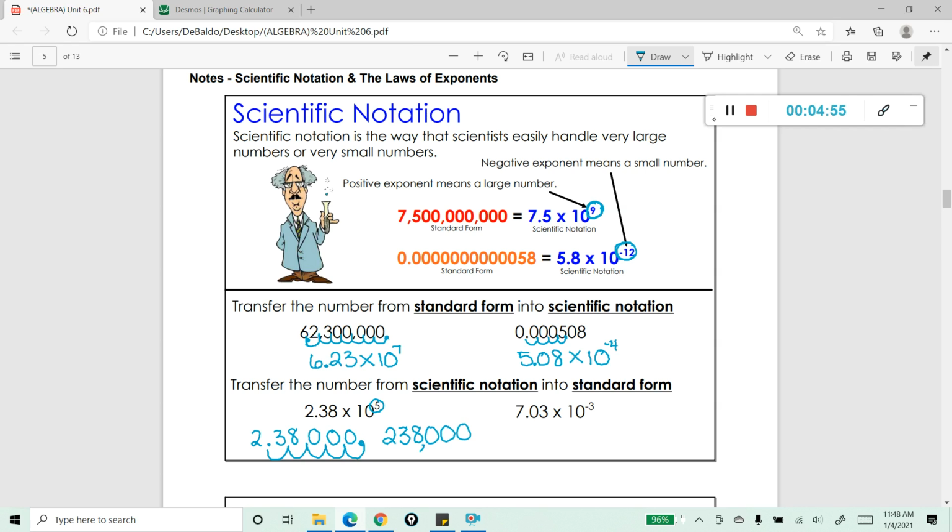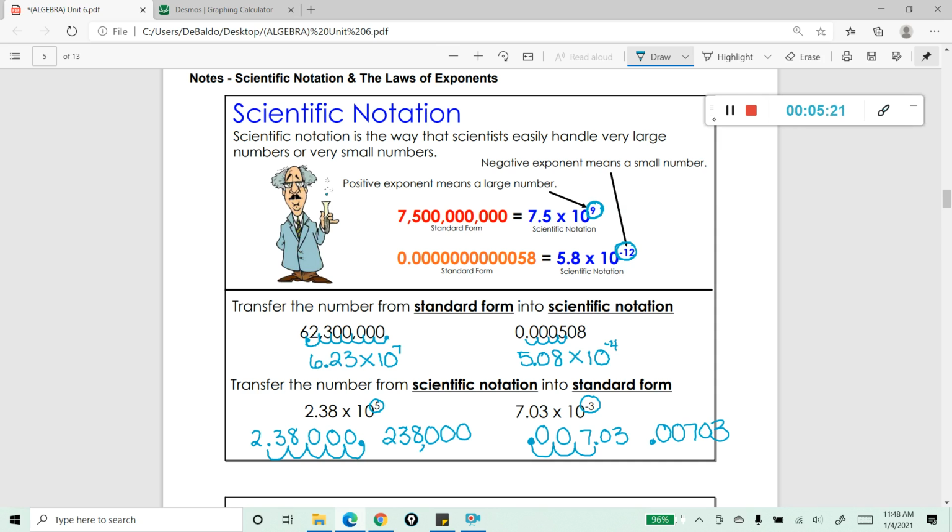So here I have a number 7.03. That's my base number, and my exponent is -3. So I'm going to move it 1, 2, 3 spaces to the left and fill in those little loop-de-loops. And so my new number in standard form is going to be this. Again, small number. They should match up to the exponent.